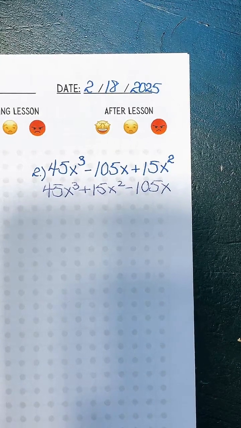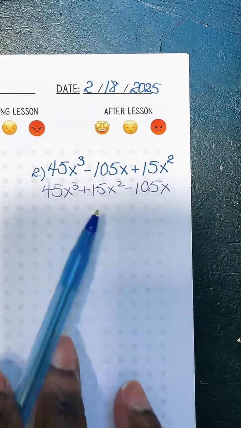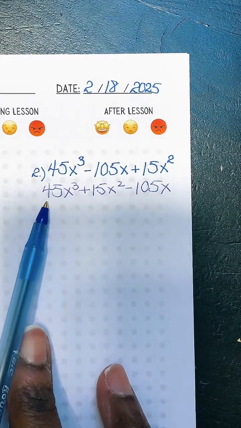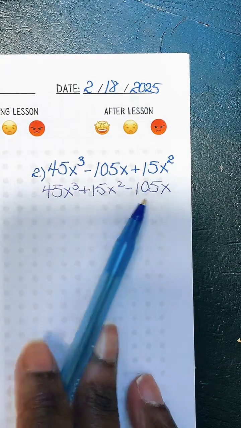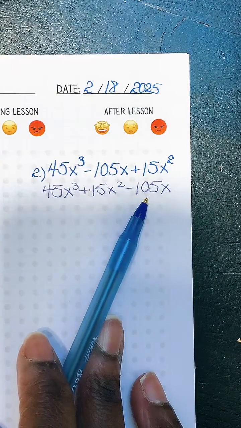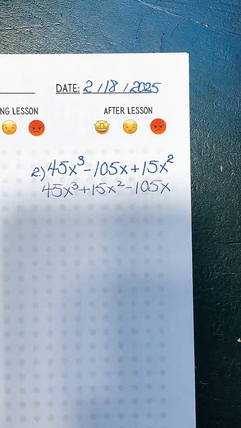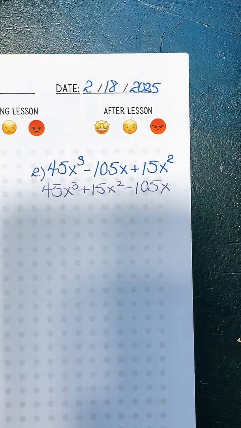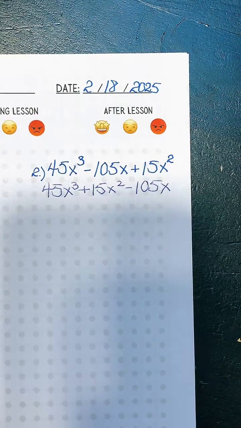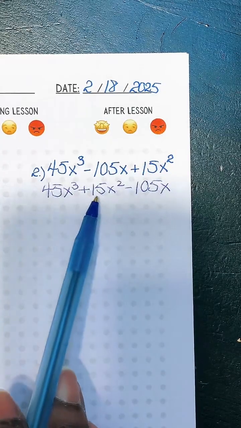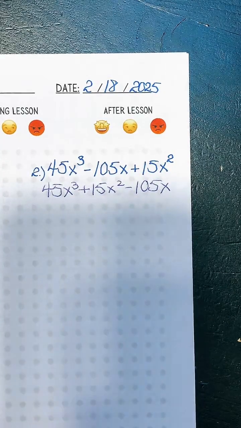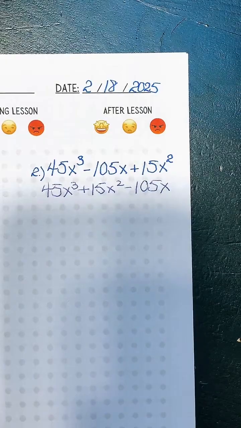Right? Cool. All right. So now we have 45, we have 15, and we have 105. What do they have in common? Okay, put in the chat. What do you think they have in common? What would be the greatest number that 45, 15, and 105 have in common?